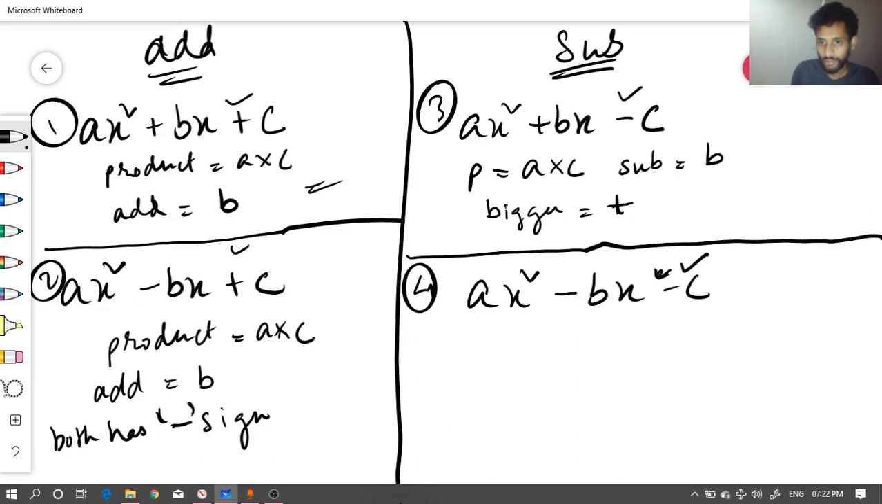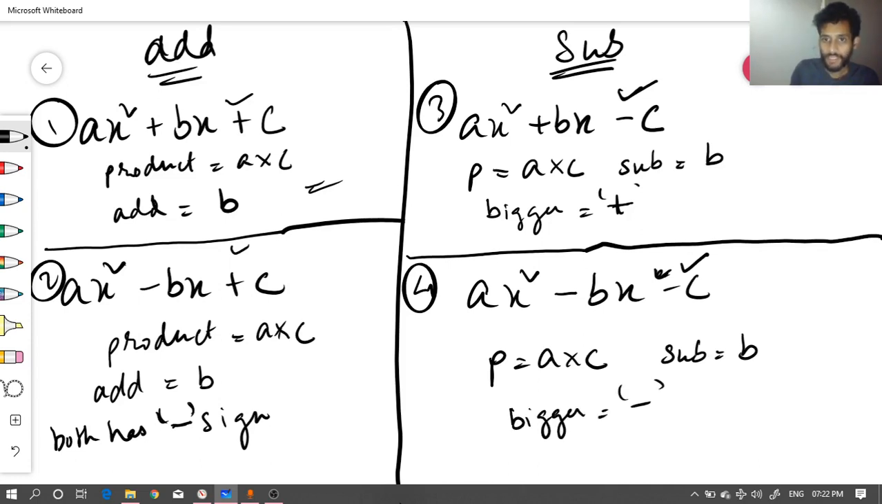This is not a square, this is a tick mark. Here now product will be a into c and subtraction will be b again, but the bigger number will have minus sign. So these are basically the things. These are the 4 formats we will be using in this exercise and the next exercise. So I am explaining both the things together in this exercise only.